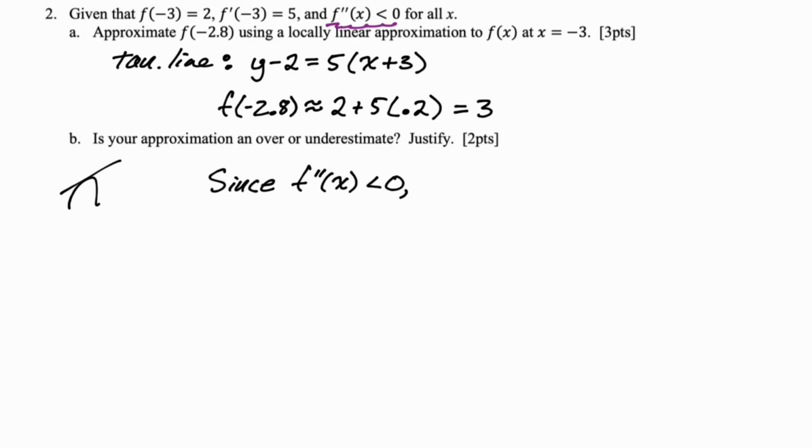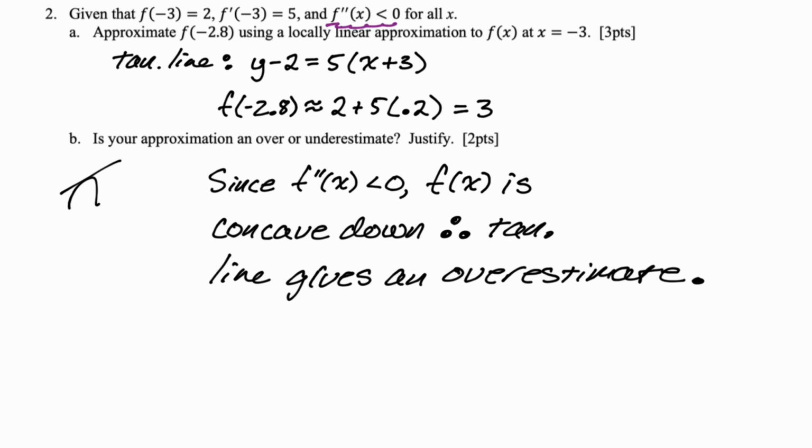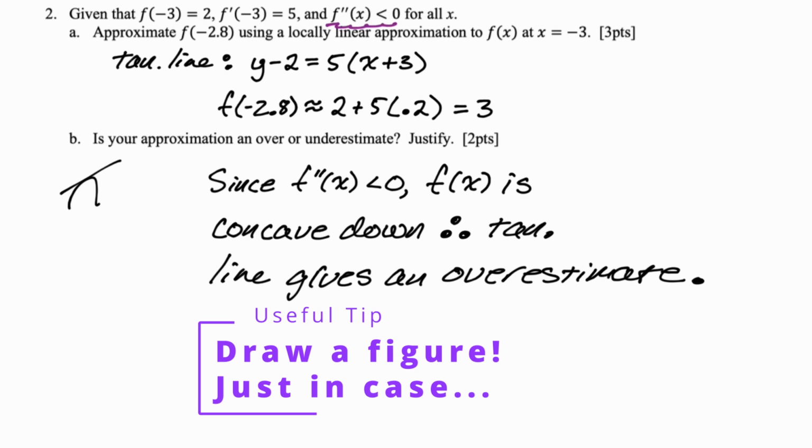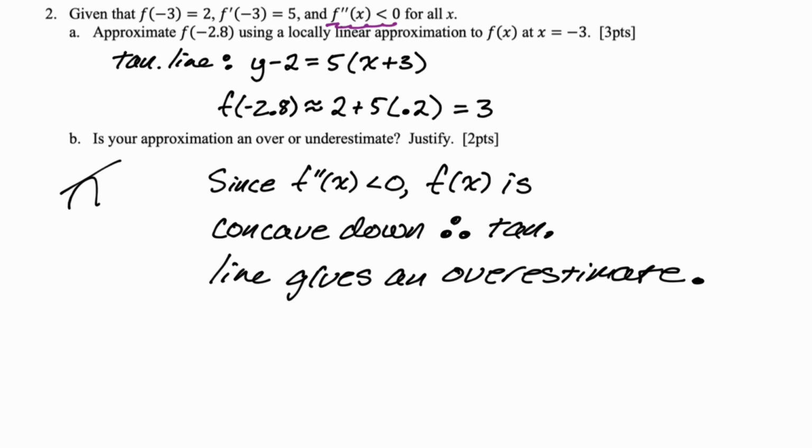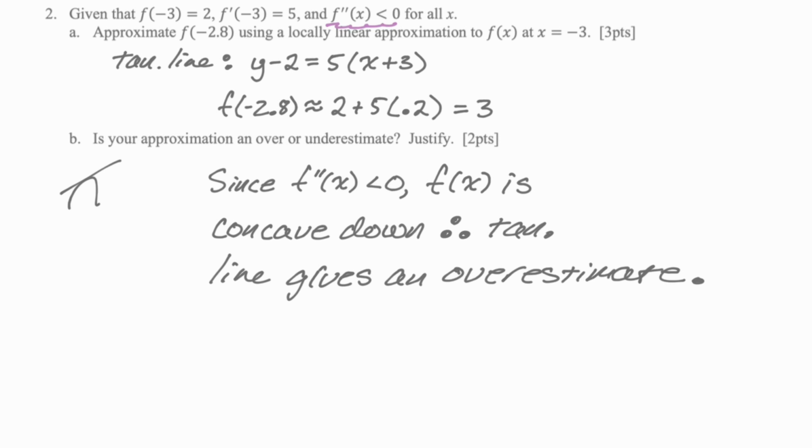So since f double prime is less than 0, this is how we know that f is concave down. And since we know that f is concave down, we can say that the tangent line for sure is giving an overestimate. And we didn't have to work that out. We just drew a picture, looked at it, and said, yes, you should definitely do that. So these are all exam tips, things you can do to make sure that you get all the points you deserve. Let's take a look at the next question.